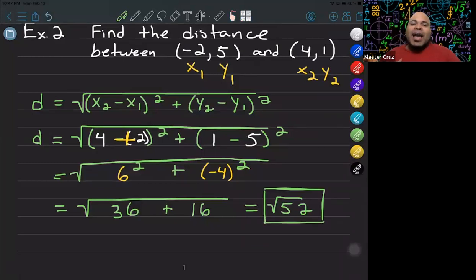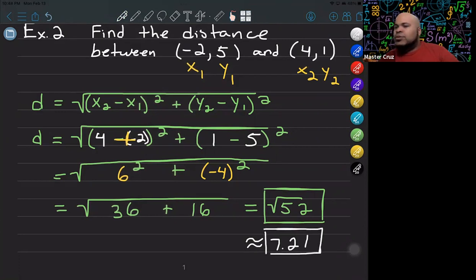Now, if I ask you to simplify this even more and give me a decimal, right, then you will put this into the calculator, hit that square root button, and if you do that, it's not going to be equal anymore. It's going to be approximately 7.21. So that's what it equals if you take the square root of 52.